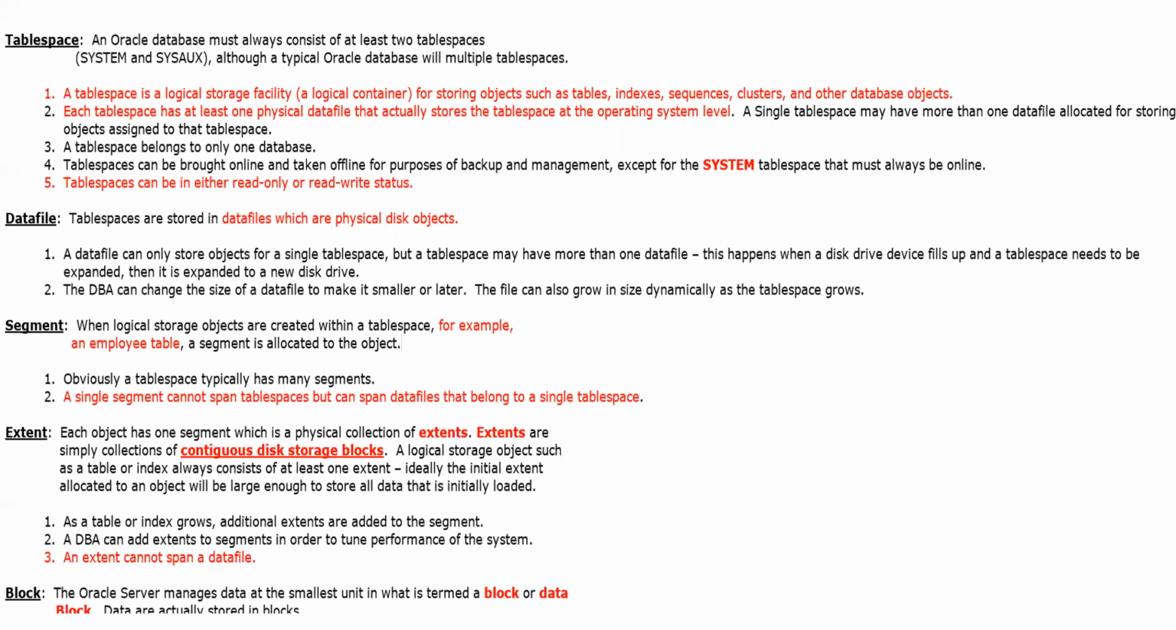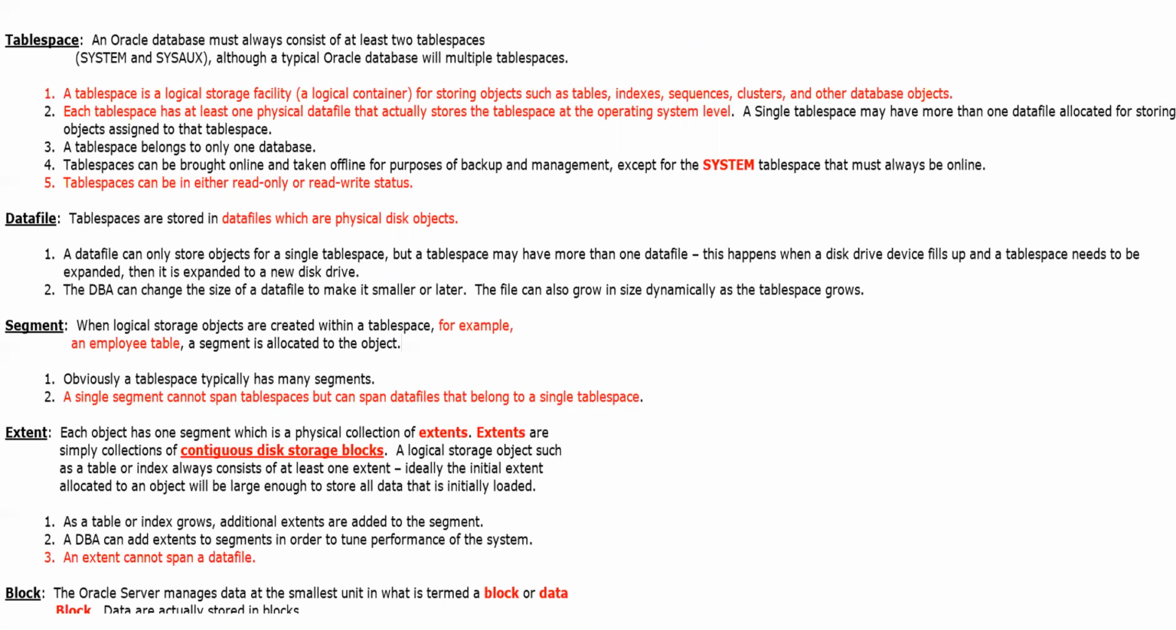The DBA can change the size of a data file to make it smaller or larger. So this is how we increase the size of a tablespace. If you want to increase the size of a tablespace, you have to resize your data file. You can make it smaller, you can make it bigger. Also, if you don't want to do it manually, you can use auto extend. Auto extend will work as long as you have space on your disk. It will make the size grow dynamically.